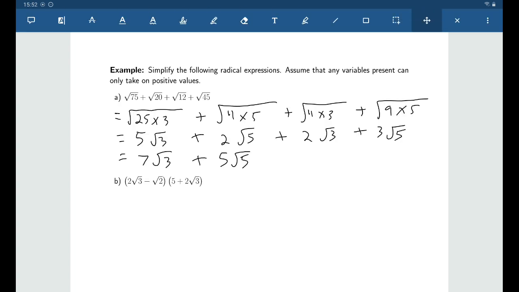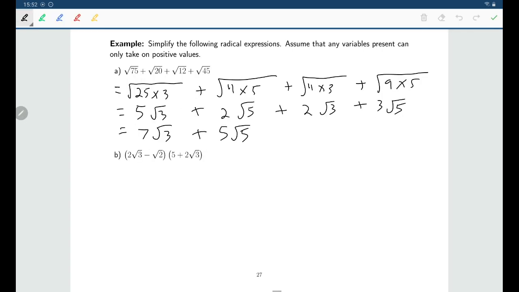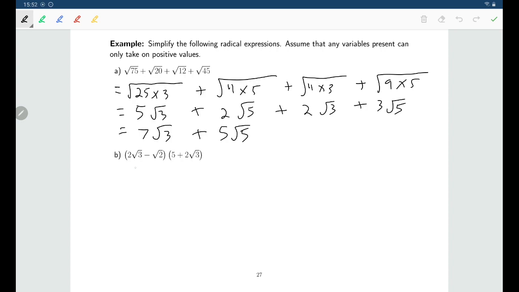For the next one, I'm going to see that I've got one thing multiplied by another, so I'm going to need to expand. And when I do that, I'll multiply out each term from the first bracket by everybody in this second bracket. That's the plan for this.